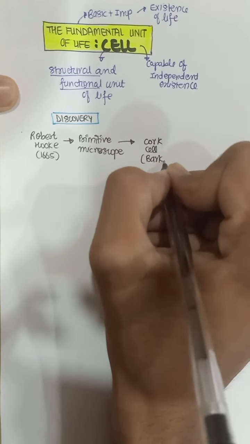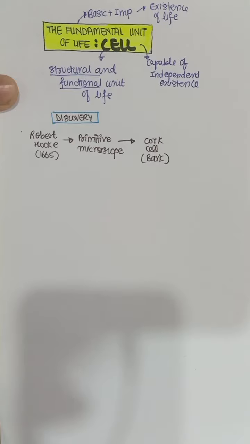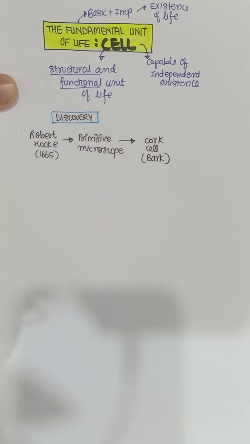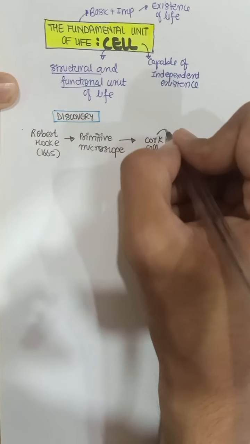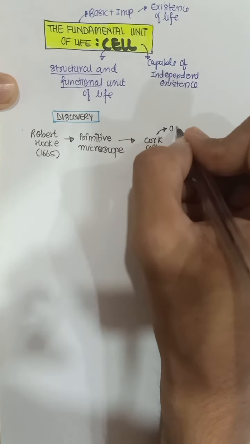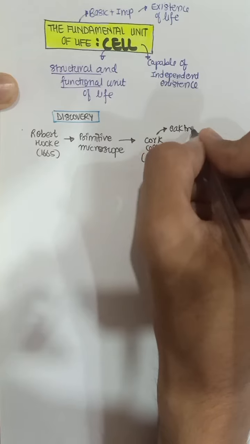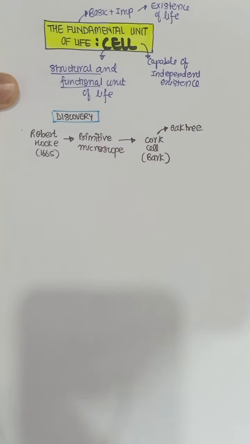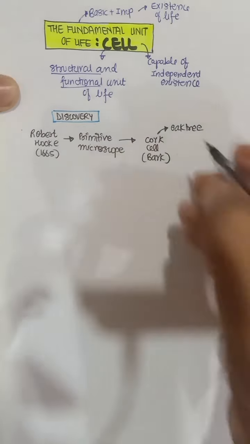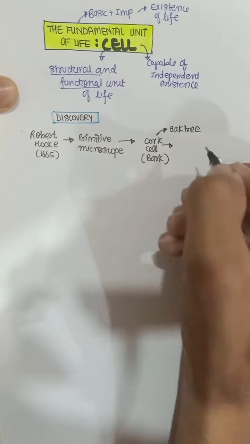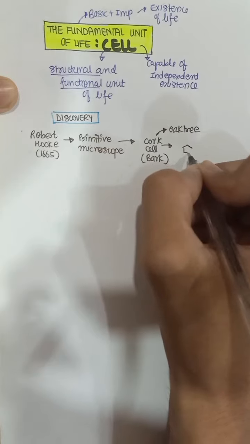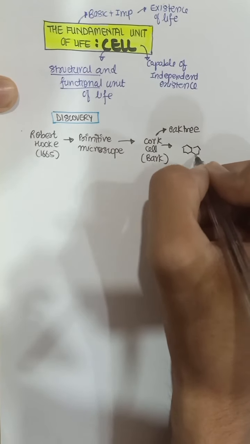Cork cells are nothing but bark. Now, what is bark? When you see a tree trunk, the outermost brown layer you see is called bark. He observed the cork cells from the bark of an oak tree. The bottle cork that you must have seen is the same cork we are talking about here. What he observed under the microscope, he saw something like this.